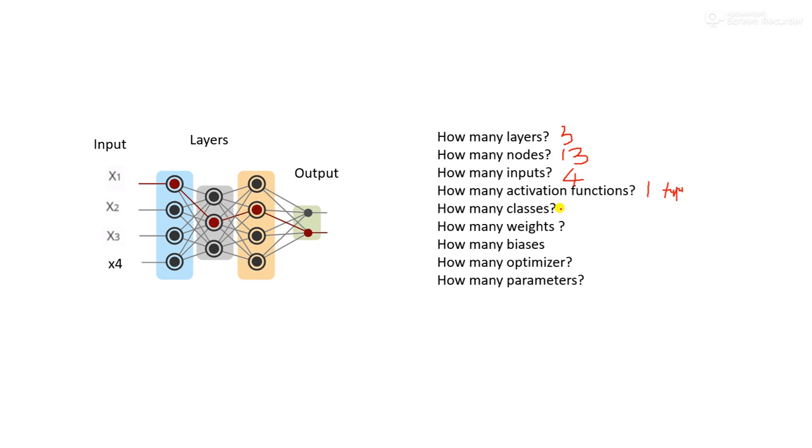How many classes? Classes mean how many targets. So I got 2 targets. This target value. So I got 2.